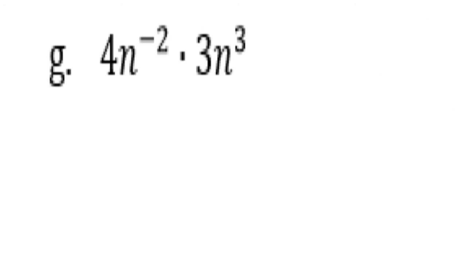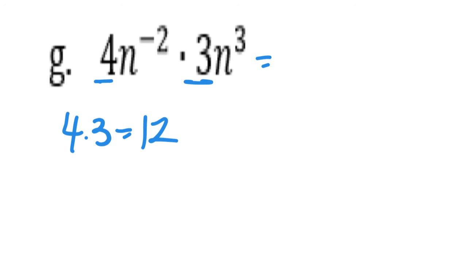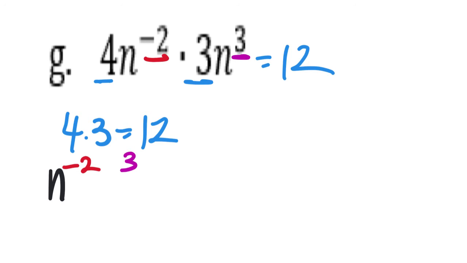All right, G. We're going to start with just focusing on the different kinds of bases. And right here I see 4 times 3. And I know, and I hope everyone else knows, that 4 times 3 is 12. So I'm going to write that as 12, by the way, and that's okay. But then I'm going to focus on my base n's. And right here it has an exponent of negative 2. Here it has an exponent of 3. But since we're using multiplication between everything, we're going to be adding those exponents.